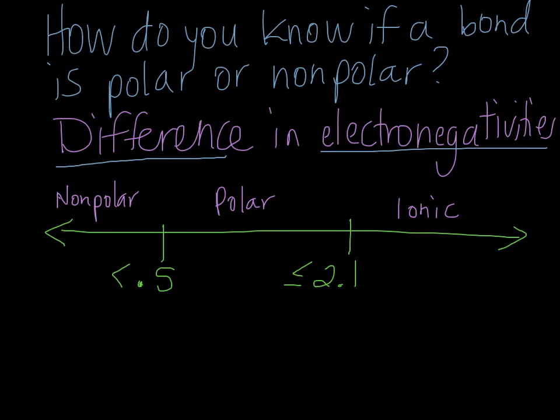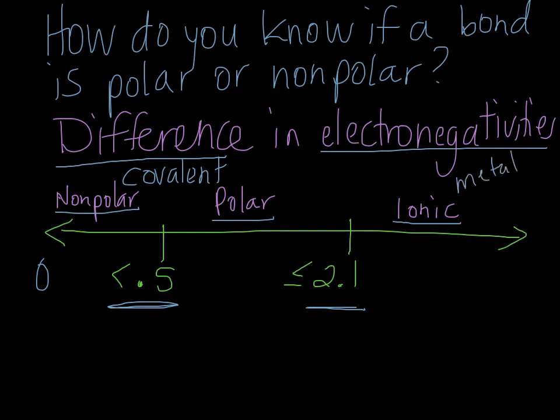So if the difference is from 0 to less than 0.5, it's going to create a nonpolar bond. If it falls between 0.5 and 2.1, that's going to create a polar bond. So those, remember, are two different types of covalent bonds. Now, if the difference is great enough to be greater than 2.1, then that's going to create an entirely different bond, which we talked about in the last video, which is an ionic bond. Recall that ionic is between a metal and a nonmetal. So we said that the electronegativity difference was so great between those two that it'll create an ionic bond.